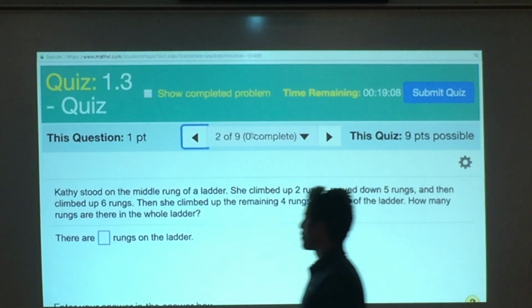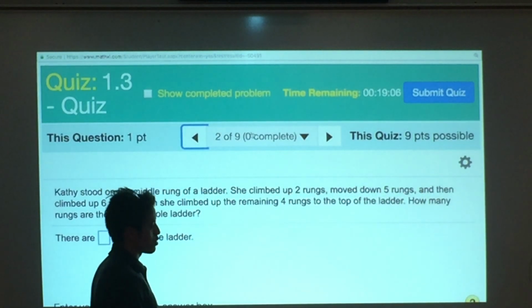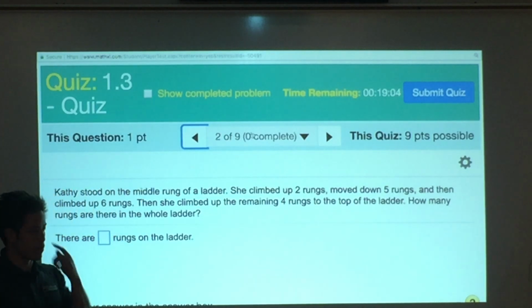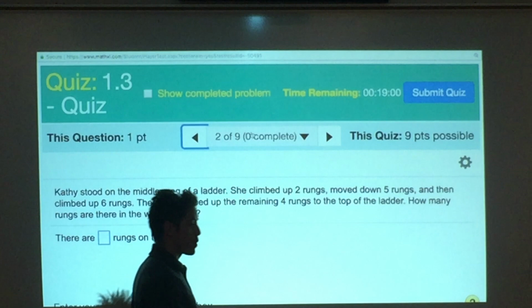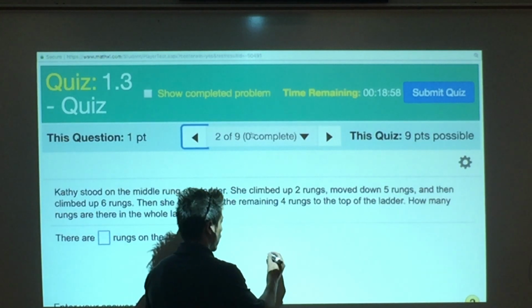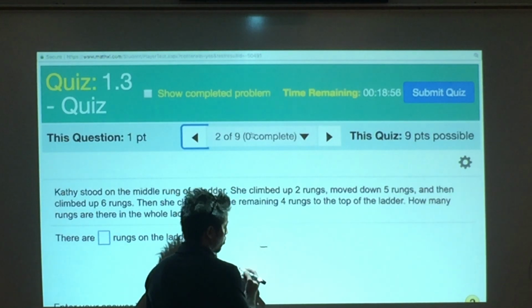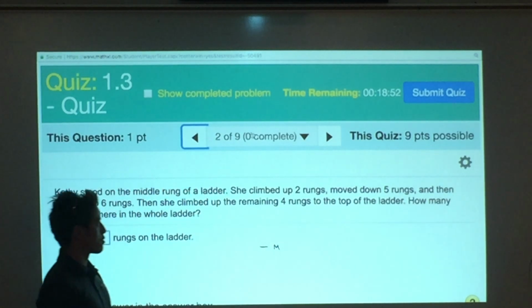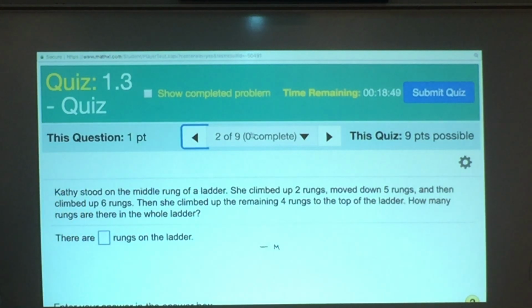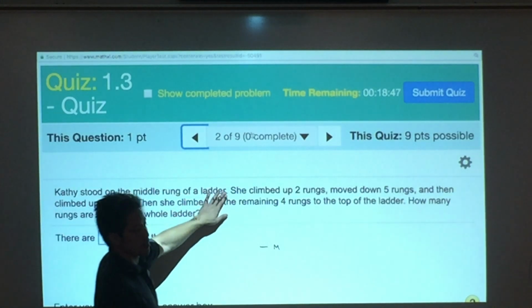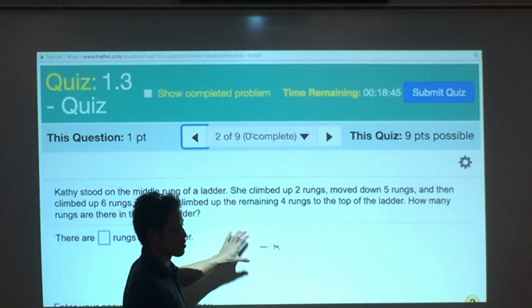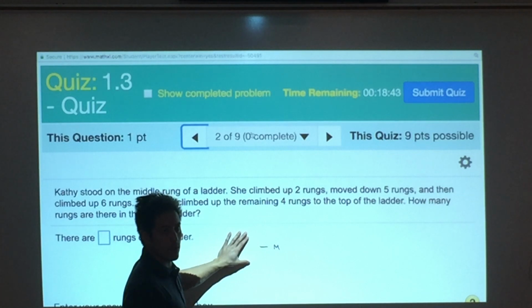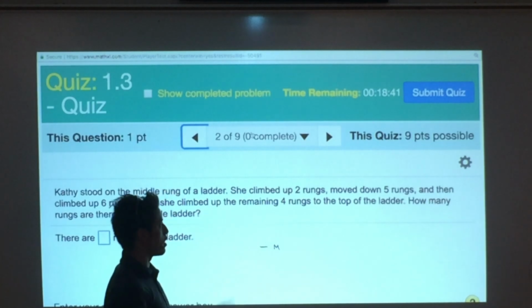So Kathy stood on the middle rung of a ladder. So in order to do this problem, I was telling the student that emailed me, I said, hey, draw a picture and see if you can solve this. So I'm going to draw a picture of what's going on here, all right? So I'm going to draw this ladder, okay? I'm going to call this the middle rung. Following me? Okay? So I'm done with this first sentence. I've used the information to start building my picture of what my ladder looks like, or how many rungs are on my ladder.